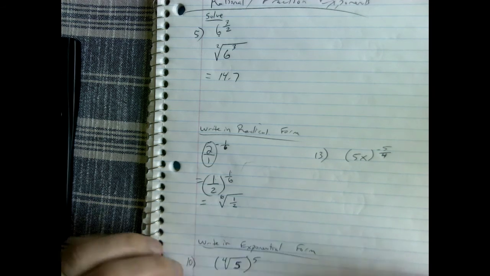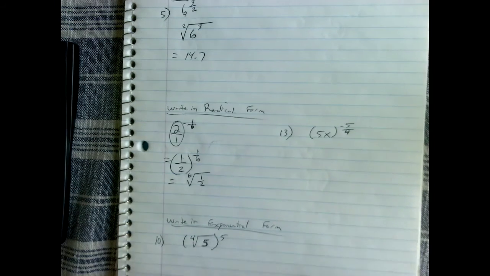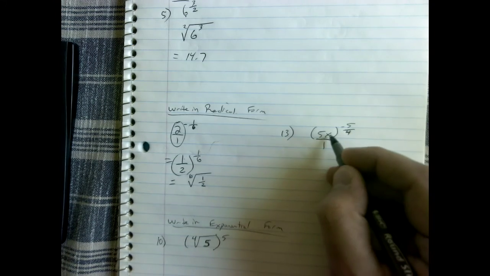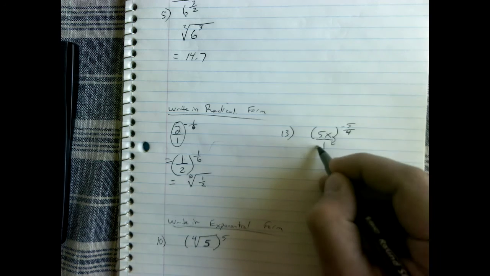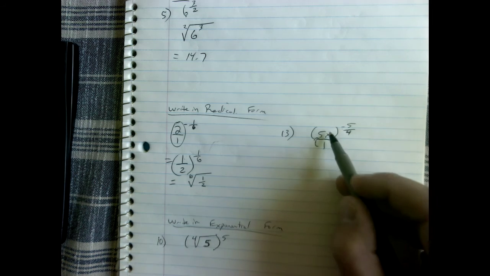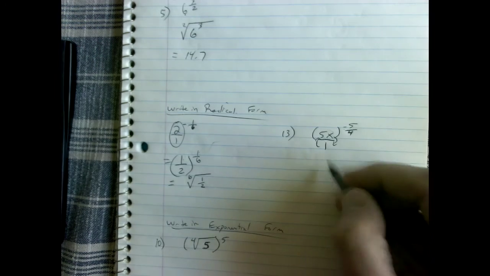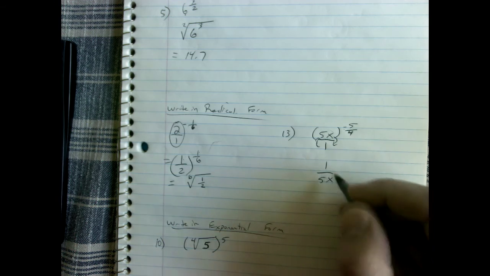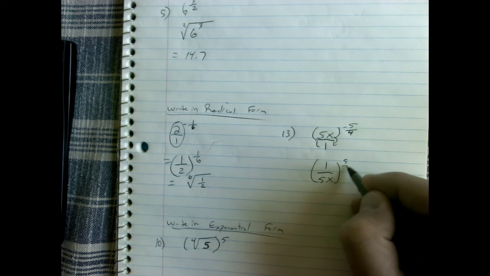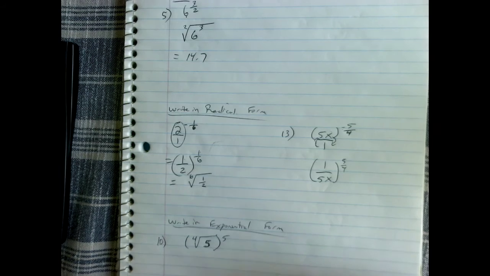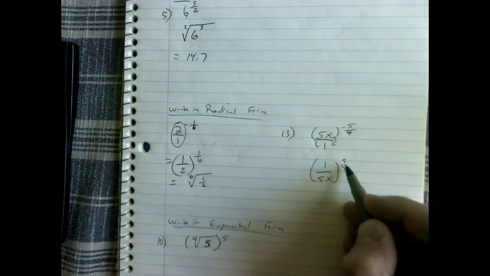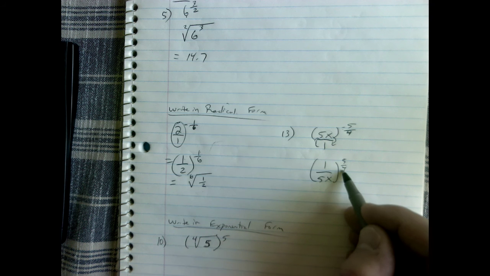Now over here, number 13, same thing. You have a negative, deal with it first. So you have to invert to get rid of the negative. Those go to the bottom, this goes to the top. The reason why both of them go to the bottom is because it's in brackets. It's saying that 5x has a negative exponent, so the 5 and the x have to be inverted. So it becomes 1 over 5x to the exponent 5 over 4. That means now the 5 and the x are going to have an exponent 5, and that is also going to have a root number of 4.